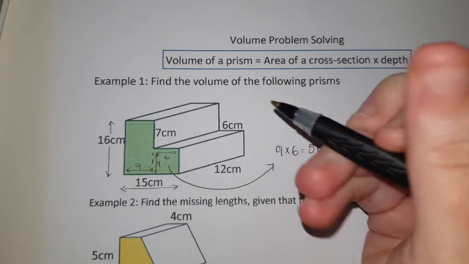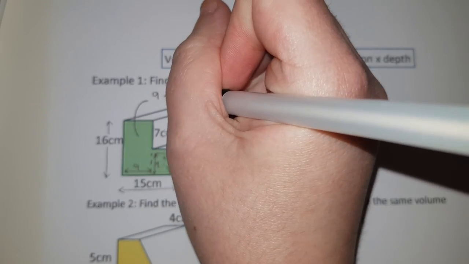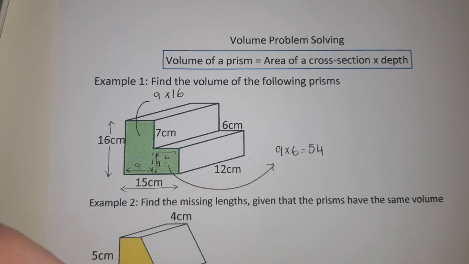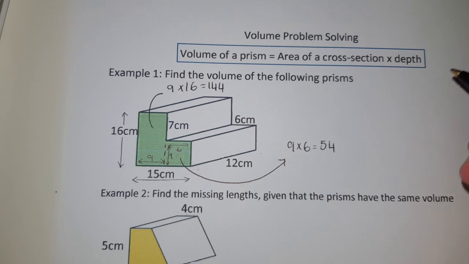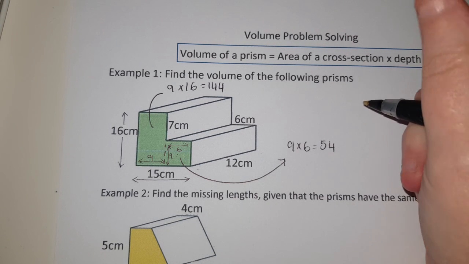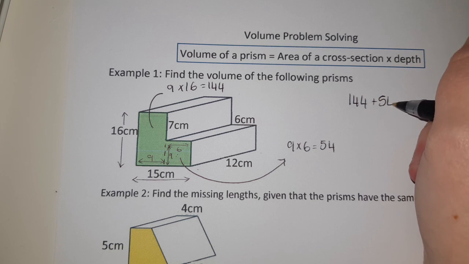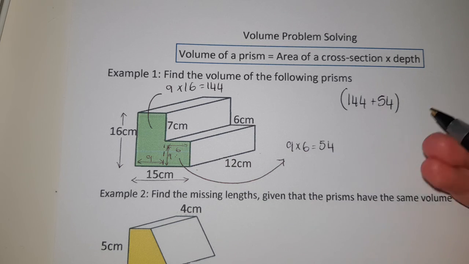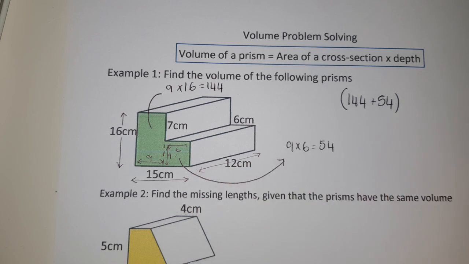For this bigger rectangle I'm going to do 9 times 16, that's going to give me 144. So that means in terms of the L shape, the area of the L shape is 144 plus 54. So that's the green area that I've got there. All I then need to do to turn it into the volume of the whole prism is multiply it by how deep the shape is. So I'm just going to multiply that answer by 12.